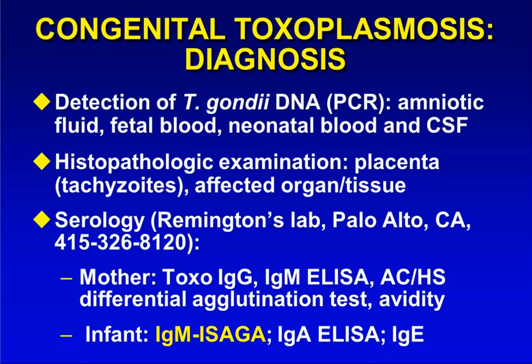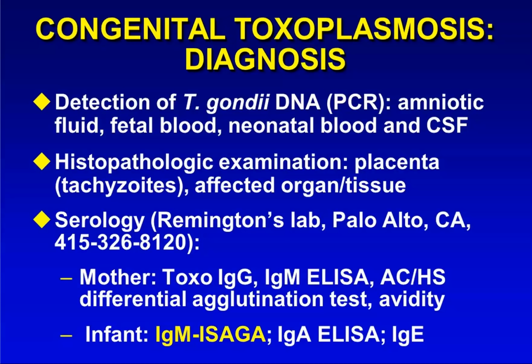The reference lab for Toxoplasma serology is the Remington's lab in Palo Alto, California. On the mother, we get a toxo IgG, which we know is positive because that's what prompted further testing. We can do an IgM ELISA, and what the Palo Alto lab does is an AC/HS differential agglutination test that lets us know it's IgG antibody directed against specific antigens of the organism, and lets us know if the infection could have been acquired in the distant past before the conception, or was it acquired during the pregnancy?